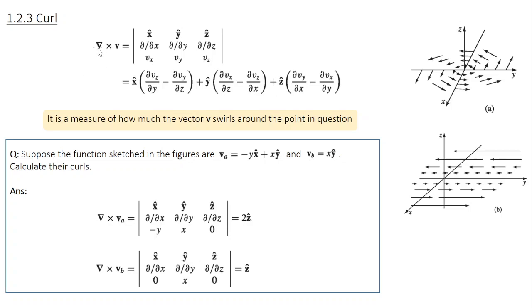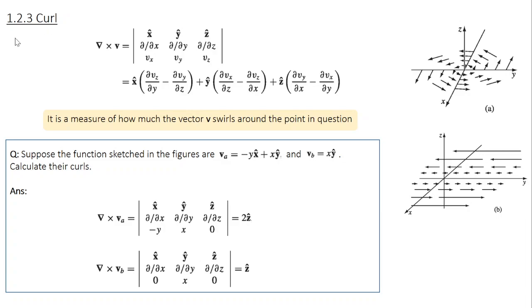So remember, curl is always associated with a vector function and the output is also a vector. So if you compare gradient, divergence and curl, gradient is associated with a scalar and it gives you a vector. The divergence is associated with a vector, it gives you a scalar, and curl is associated with a vector and it gives you a vector.